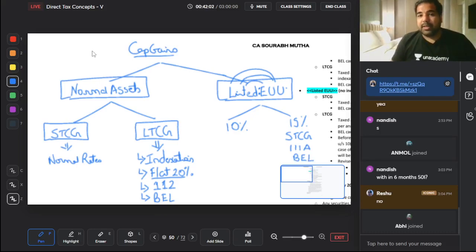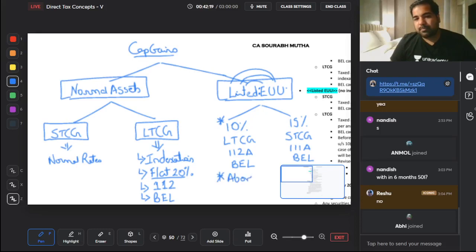And this 10% is a very small rate, so hence the government likes long term capital gain, gives only 10%, and this is under section 112A. Can I use my basic exemption limit? Yes. And this 10% is that too only above 1 lakh. Yes, only above 1 lakh.